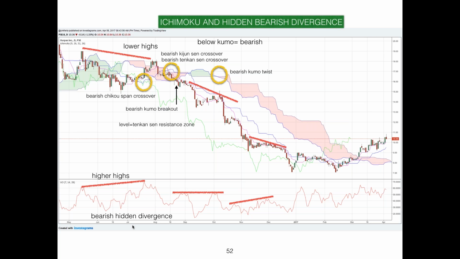Now, what is your level? Your level is the Tenkan-sen resistance zone. So if you're looking to short this trade, you find your level, which is the Tenkan-sen resistance zone. Your signal is the rejection at the resistance. And your trigger is the bearish Kumo break. So these three tell you where to enter your positions if you are shorting this market.